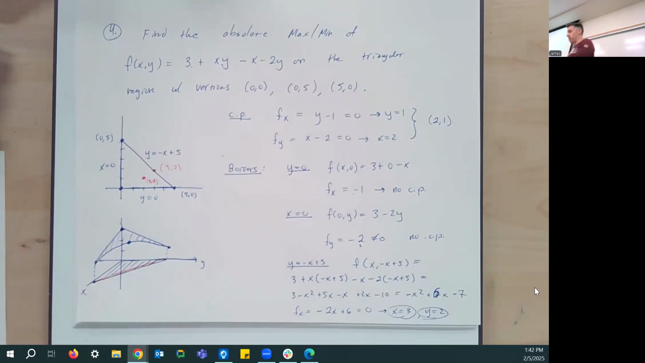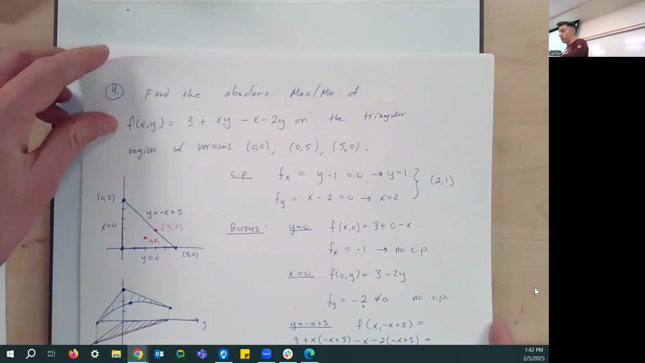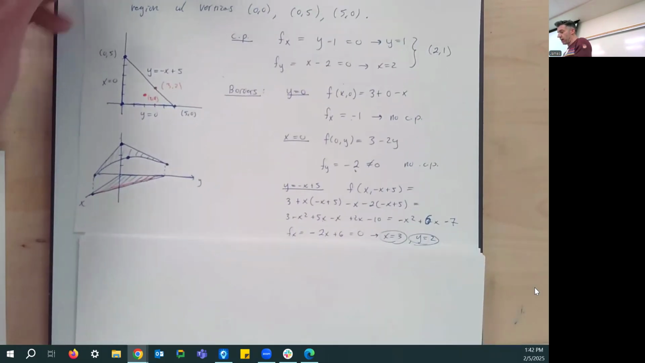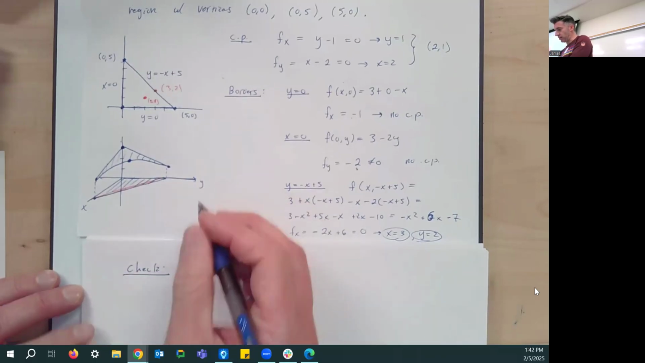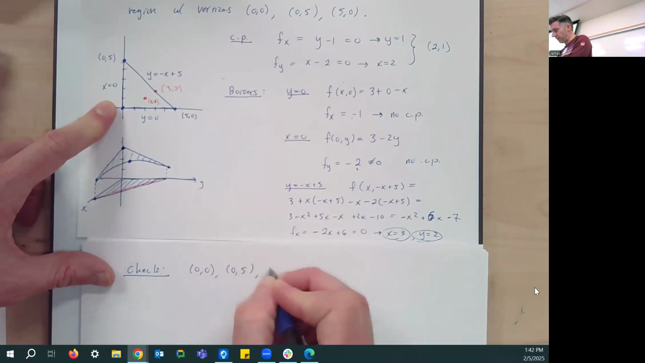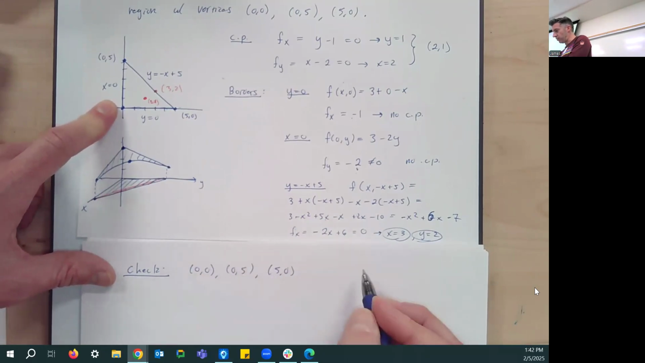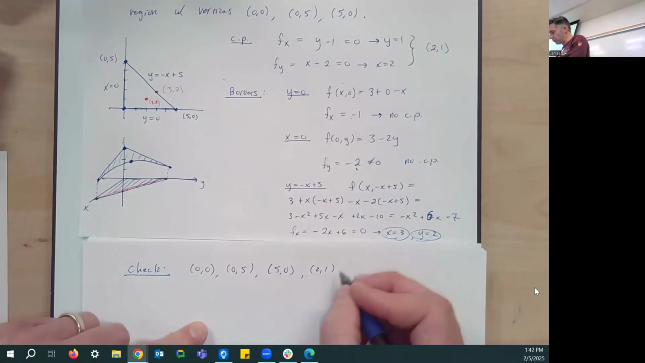And I've run out of room, so I'm going to use paper. So now we're going to check all of our critical points as well as all of our corners. So we need to check 5 points. We need to check our corners 0, 0, 0, 5, and 5, 0, as well as our critical points 2 comma 1 and 3 comma 2.